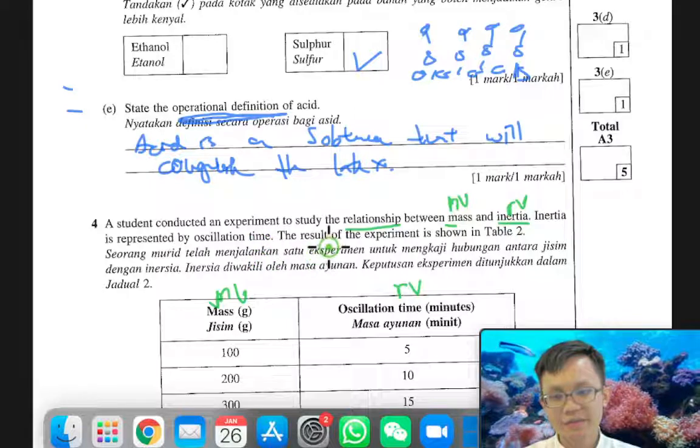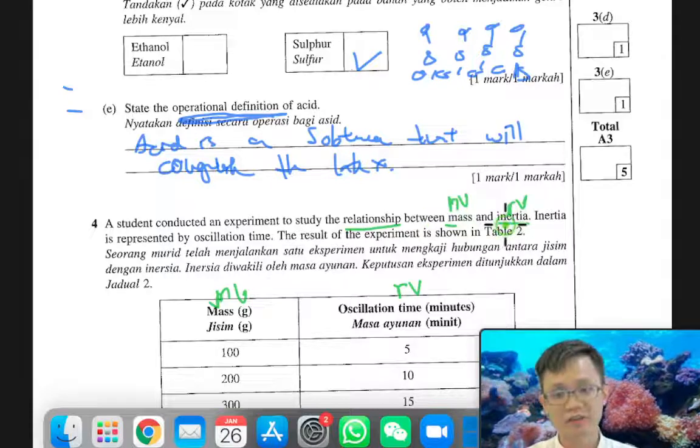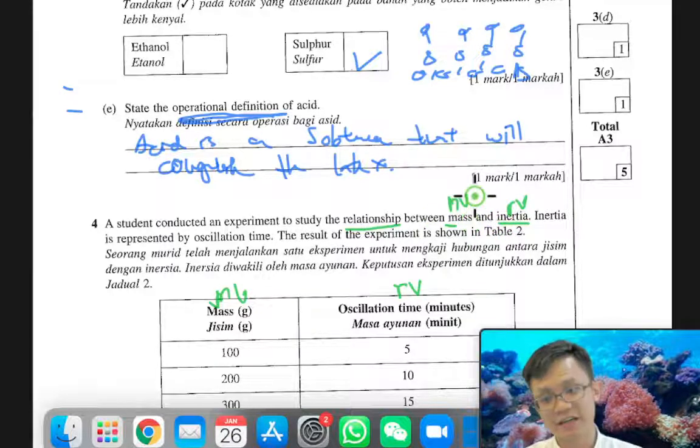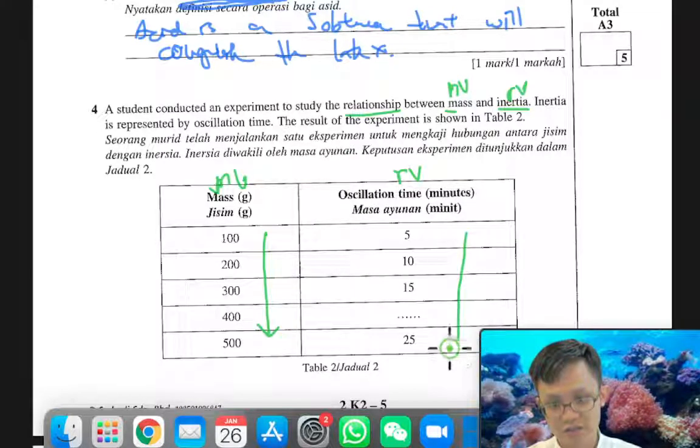In the results of the experiment, inertia is still the responding variable, because what they want to show is the bigger the mass, the bigger the inertia. What is inertia?